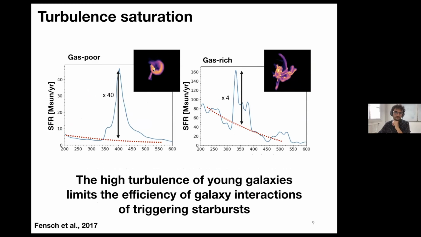In the gas-poor collision, you can increase your star formation rate by a factor of 40. It's not the case for gas-rich galaxies, where it's an increase of a factor of 4, which is barely what you need to be considered a starburst. So for the same orbit, for the same galaxy models, it's very hard to trigger a starburst because of the already very high turbulence of young galaxies.